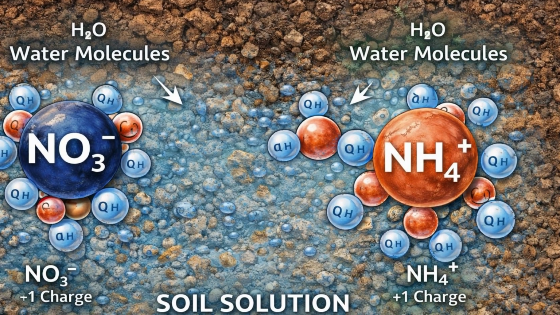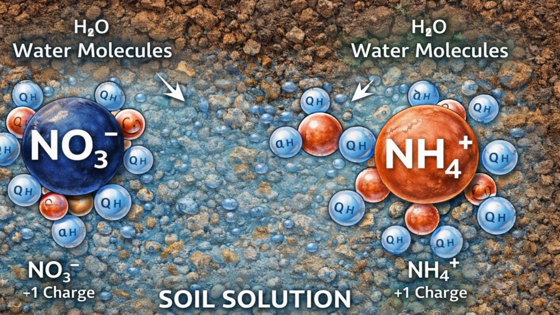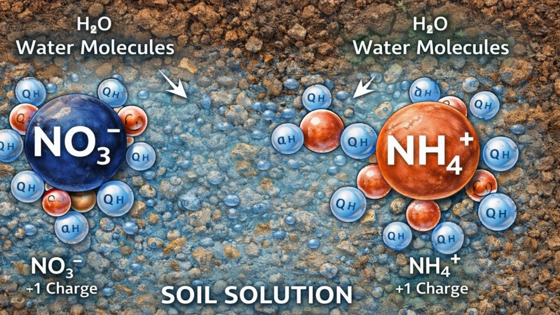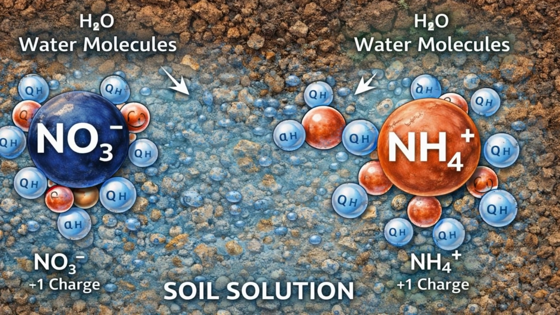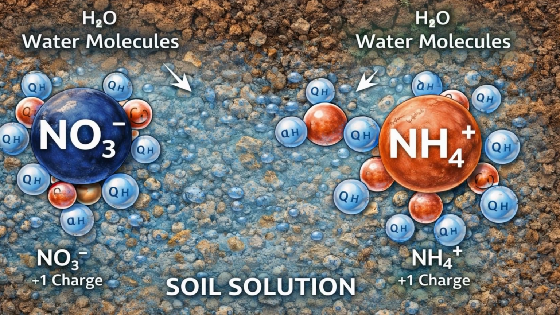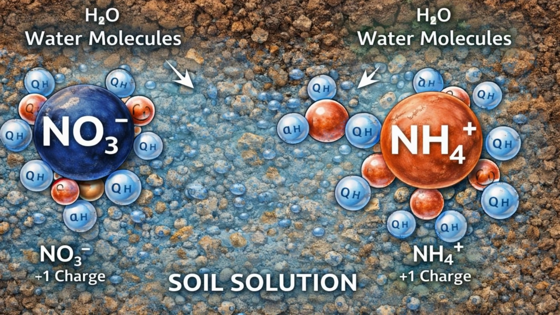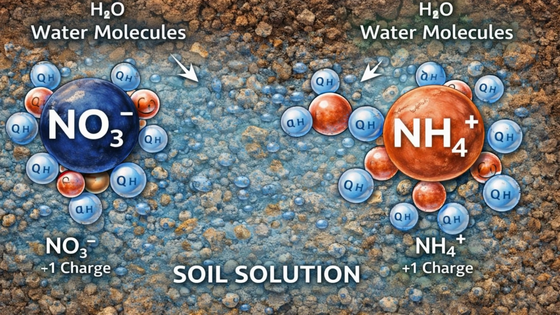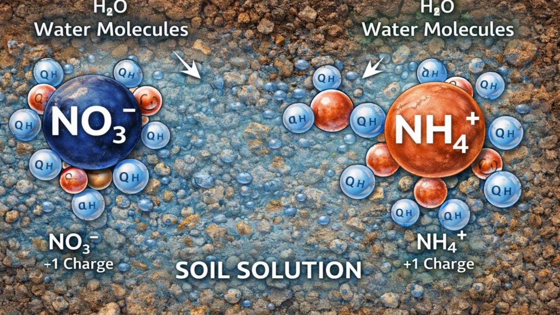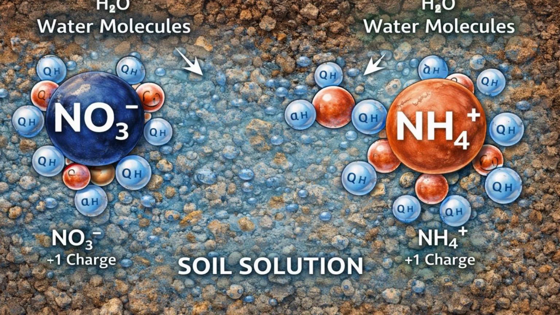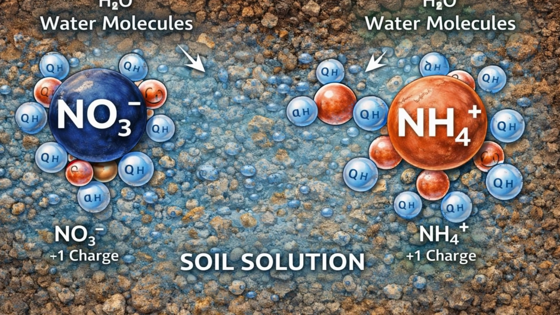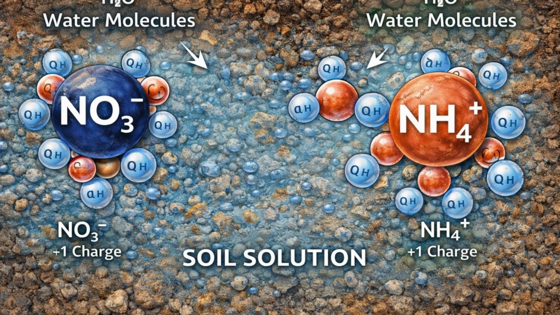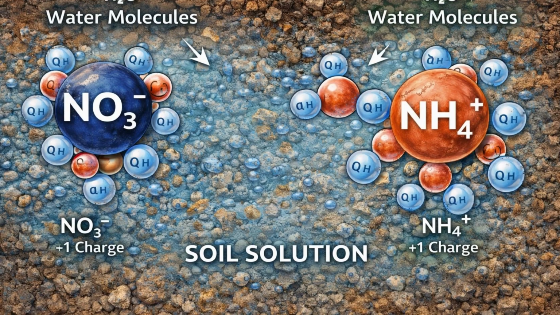Your nitrate carries a negative charge, which means it does not stick to soil particles. Soil particles are also negatively charged. So it moves with water and can easily leach out of the root zone. NH4, on the other hand, has a positive charge, so it can be held onto the soil particles. This makes it much more stable in the root zone.